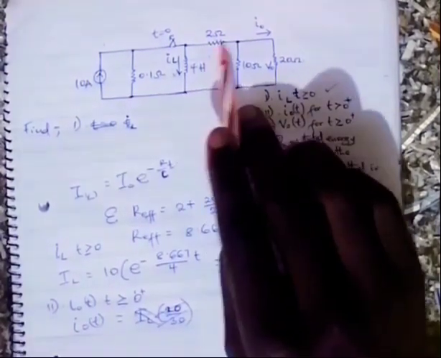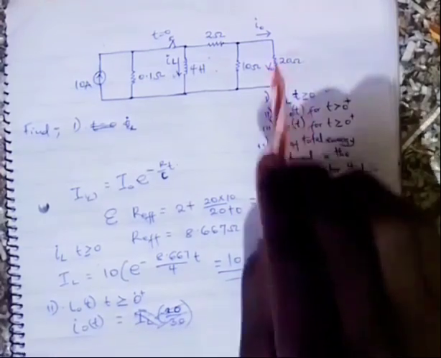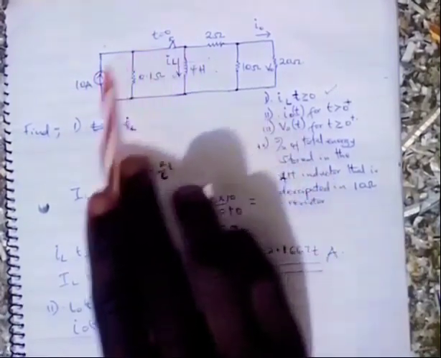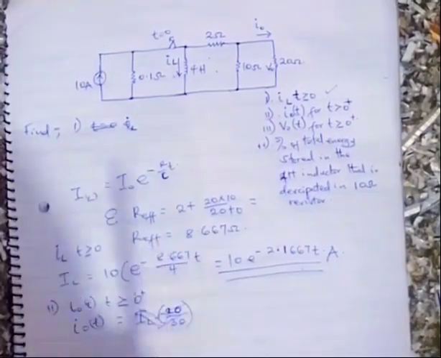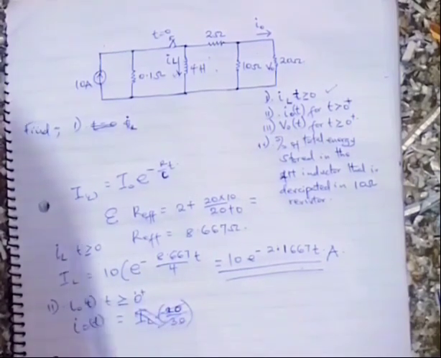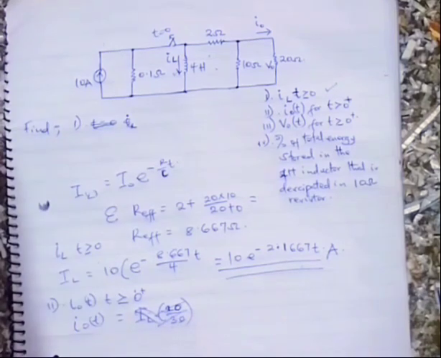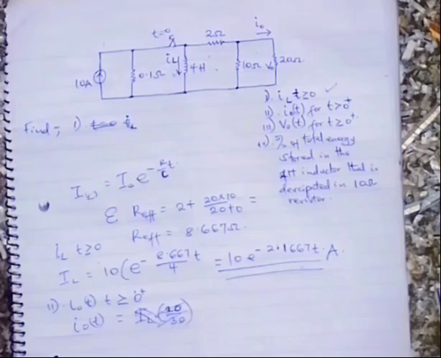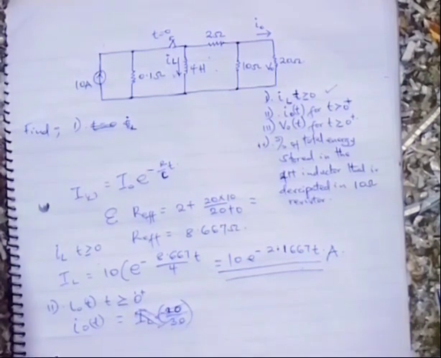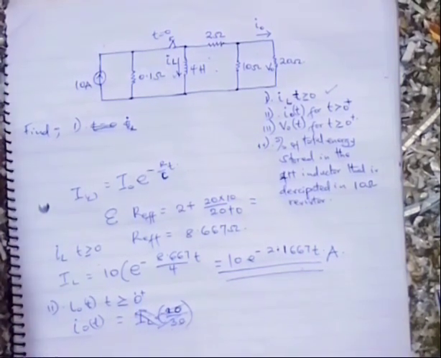R equivalent will use only the resistances of 2 ohm, 10 ohm and 20 ohm, because at this particular point this part of the circuit will be acting as a short circuit. Hence the 0.1 ohm resistance will not be significant.